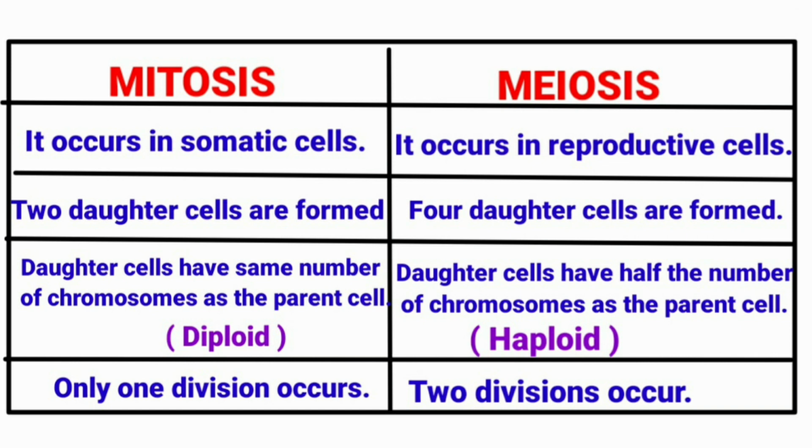What are diploids and haploids? The cells produced from mitosis are called diploid because they have two complete sets of chromosomes, or the same number of chromosomes as the parent cell. The cells produced from meiosis are called haploids because they have only half the number of chromosomes as the original cell.